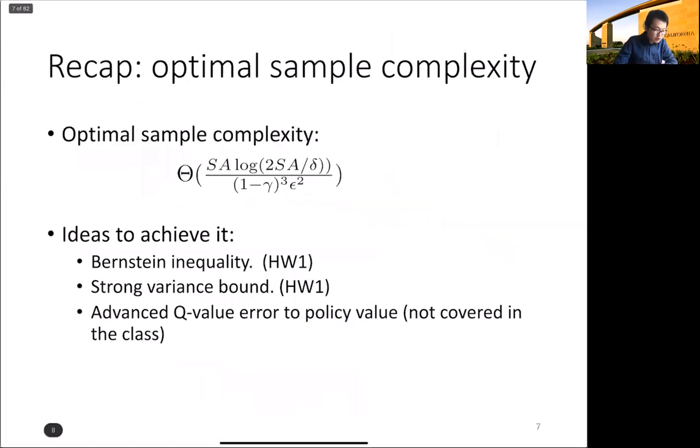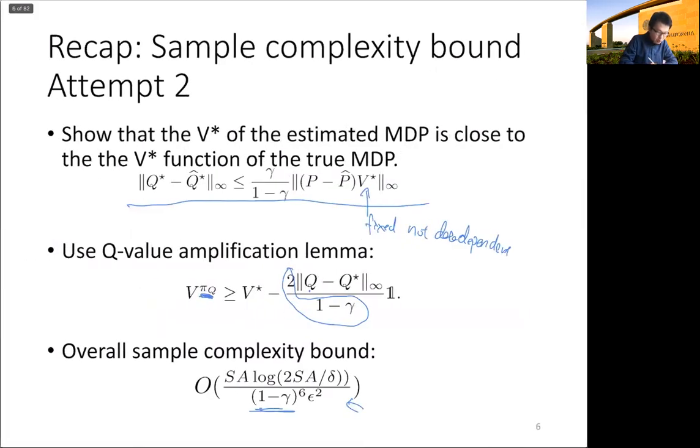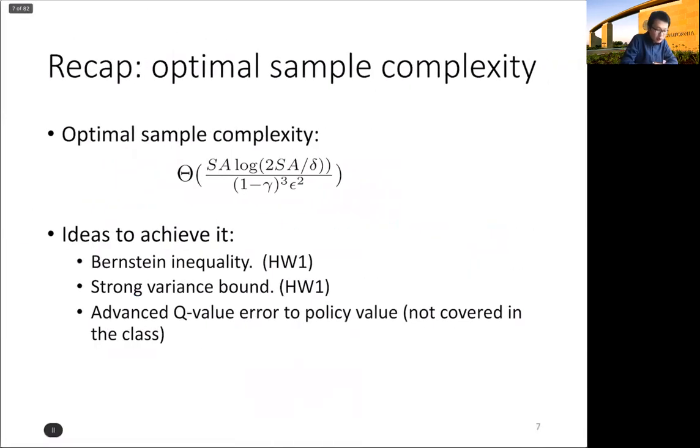Okay, so neither of these approaches gives us the optimal sample complexity, which has been shown to be this quantity. The parameter that we are off by in the second attempt is 1 minus gamma to the power of 6, whereas the optimal sample complexity has a dependence on the planning horizon that's only cubic.